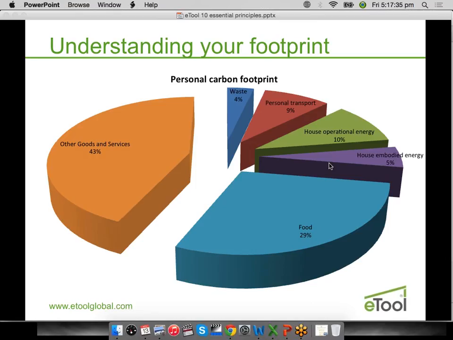Apologies, I will interrupt with a question. Is it okay to ask? Yeah, definitely. So how much does a percentage point equal in carbon emissions on average?